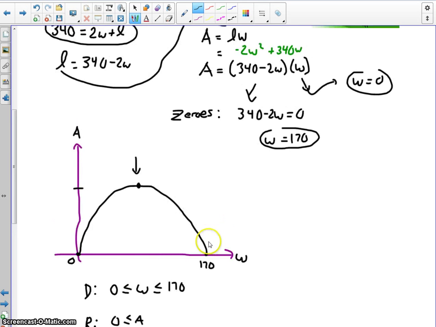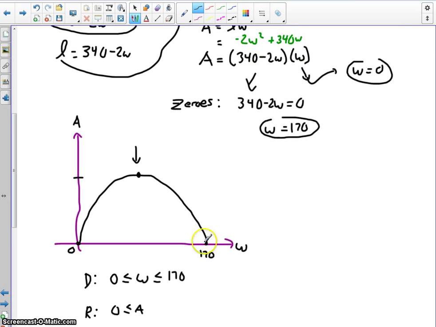Okay, so how am I going to find that maximum? Well, I have my zeros over here at 0 and 170. What can I find with that? Well, halfway in between I'm going to have the axis of symmetry, and the axis of symmetry is going to help me see where the maximum value is. You can probably eyeball the axis of symmetry. It's halfway between 0 and 170. You may be able to see that as being 85. But we can always calculate it as well. So axis of symmetry, it won't be x, it'll be w. I'll just have 0 plus 170 over 2. That'll give me 85.